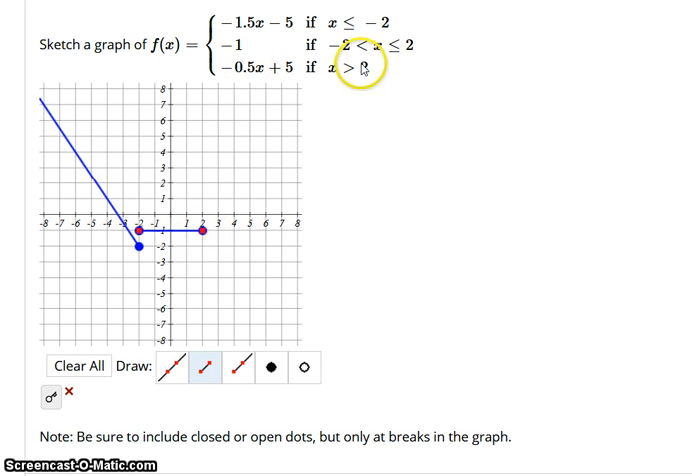And then finally I do the same thing for this last piece. I plug in 2. When I plug in 2, I get -1 plus 5. That's 4, and it's going to be a circle. So 2, 4.